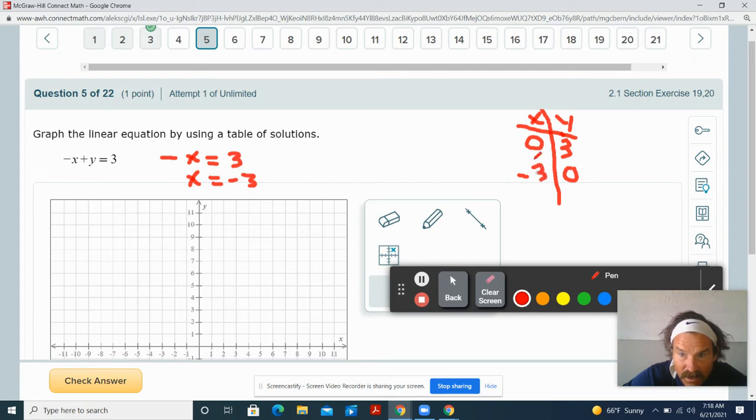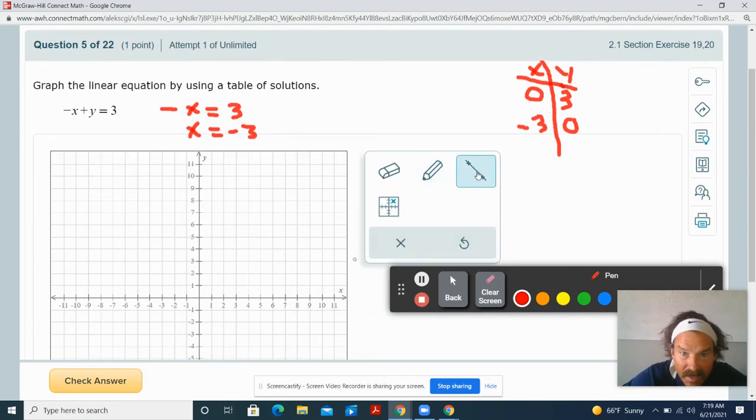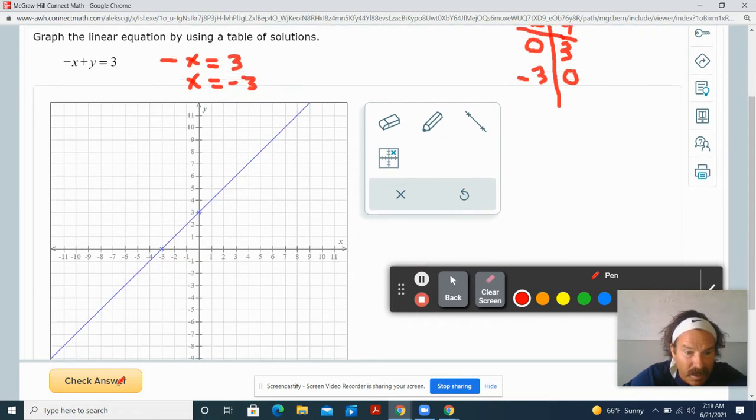So I get these points here. These 2 points are called the intercepts. We're going to get to that in a little bit. But 0, 3, I'm going to click this line tool here. And I'm going to go to the first point, 0, 3. And then I'm going to go to the second point, -3, 0. And I'm going to check the answer here.